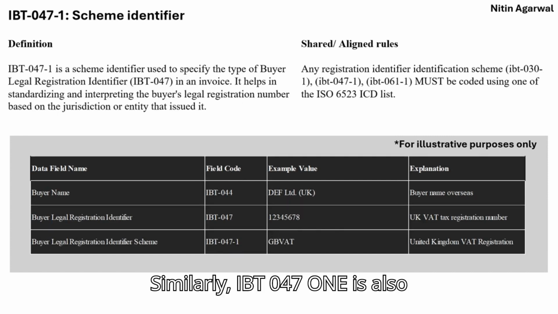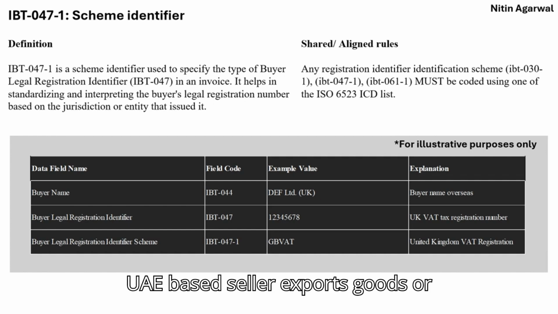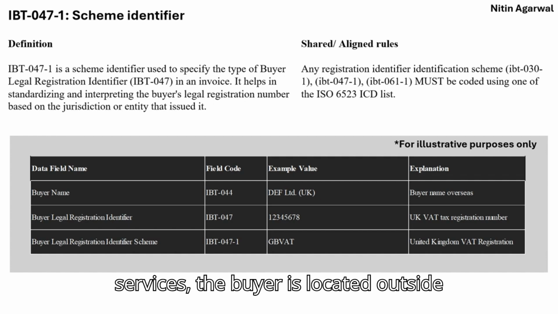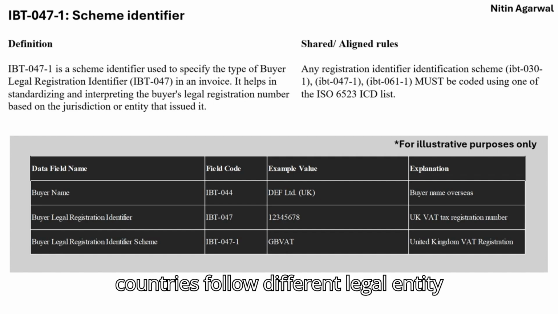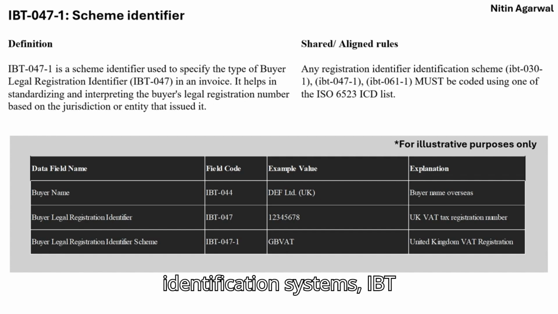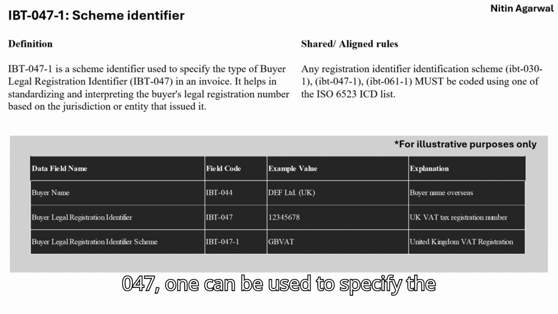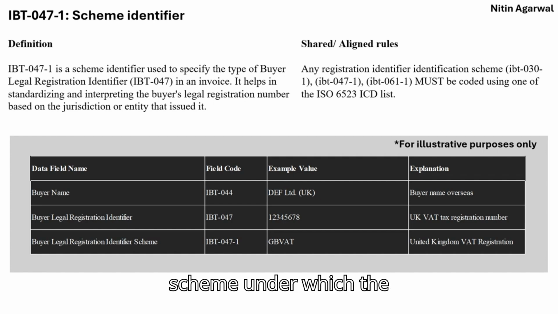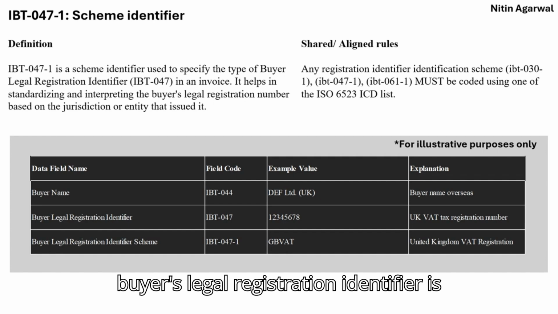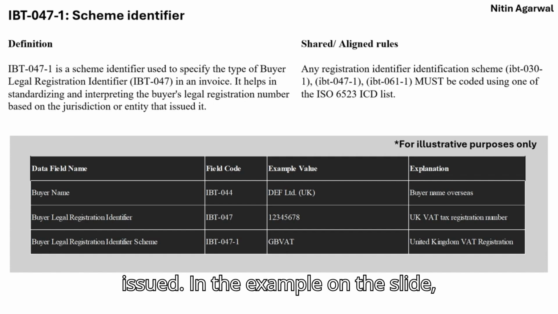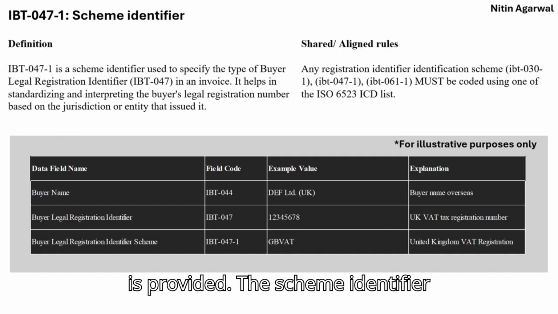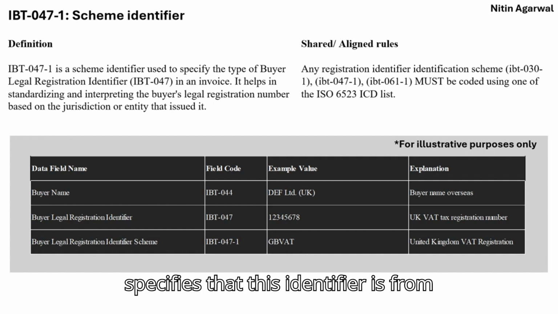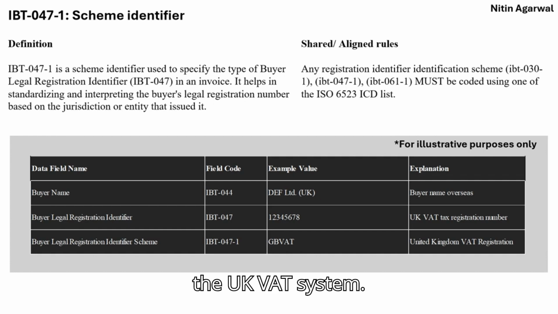Similarly, IBT 0471 is also a scheme identifier. When a UAE-based seller exports goods or services, the buyer is located outside the UAE. Since buyers from different countries follow different legal entity identification systems, IBT 0471 can be used to specify the scheme under which the buyer's legal registration identifier is issued. In the example on the slide, the buyer's legal registration identifier is provided. The scheme identifier specifies that this identifier is from the UK VAT system.